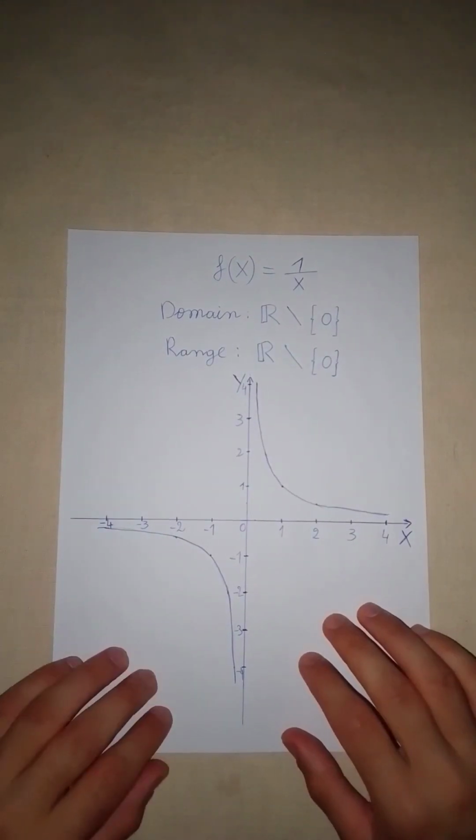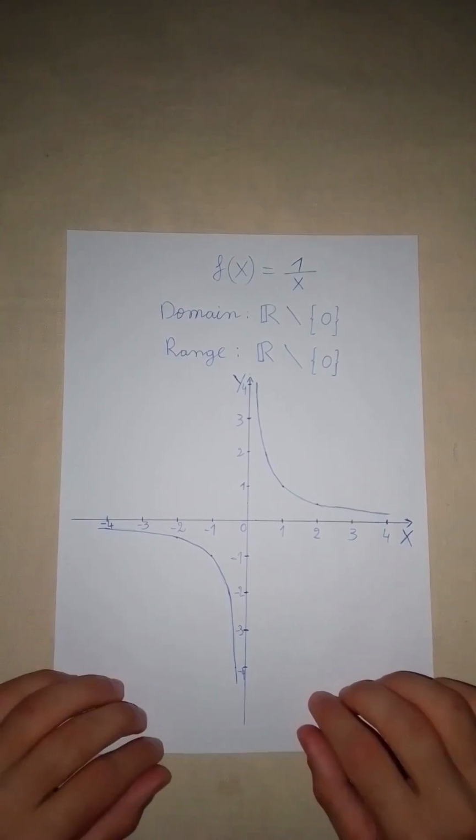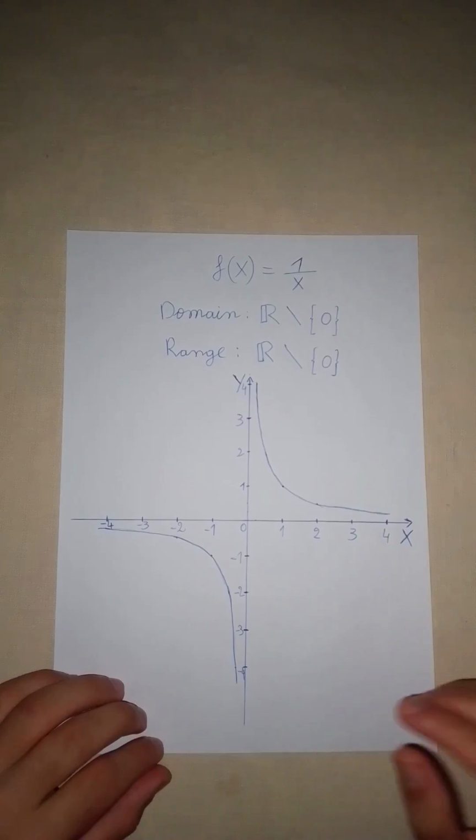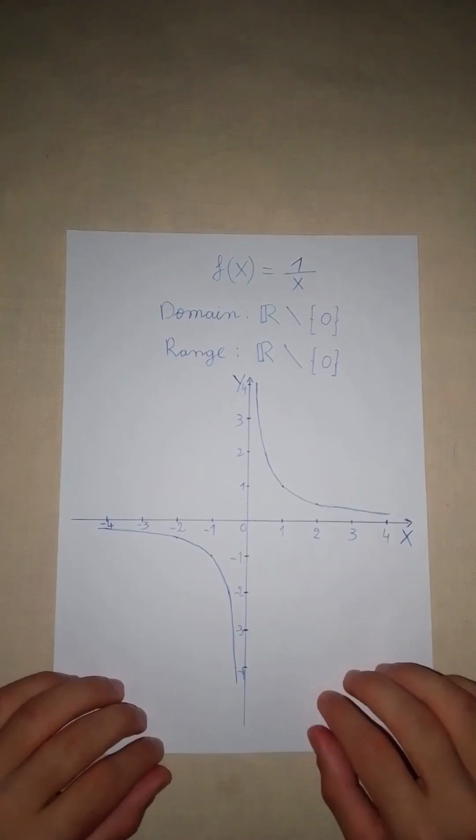This is its graph. Notice that there is no point on the graph whose x-coordinate is 0. Likewise, there is no point whose y-coordinate is 0. This perfectly reflects the fact that 0 is excluded from both the domain and the range.